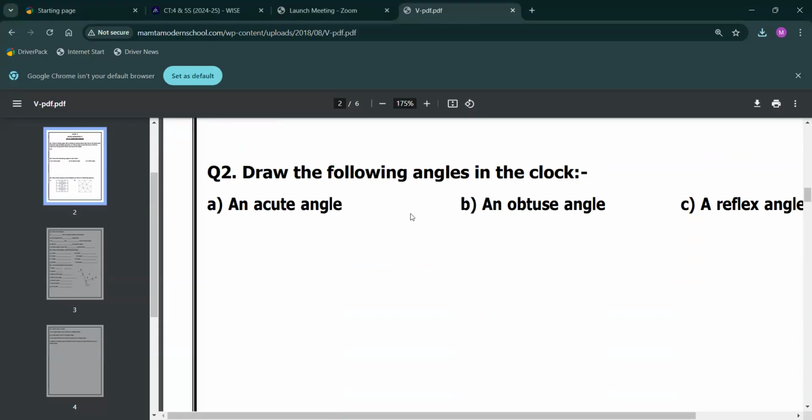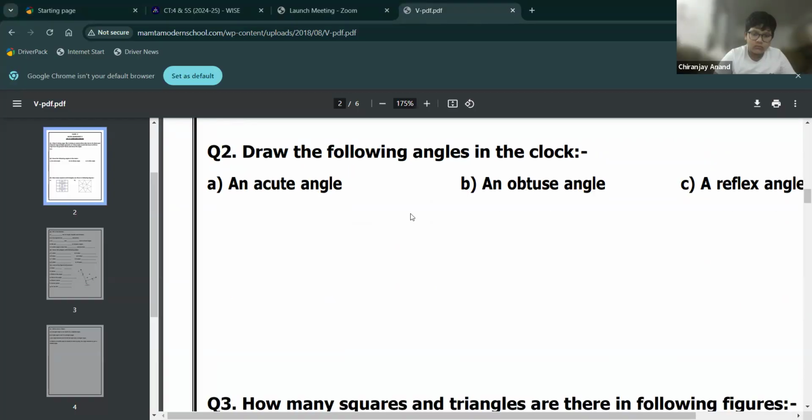See, beta. Draw the following angles in the clock: an acute angle and an obtuse angle. So what do you mean by acute angle, children? Chiranjay, tell. Advait, keep quiet. Chiranjay, tell. Ma'am, acute angle has 180 degrees. Advik, you tell, beta. Ma'am, acute angle is less than 90 degrees.